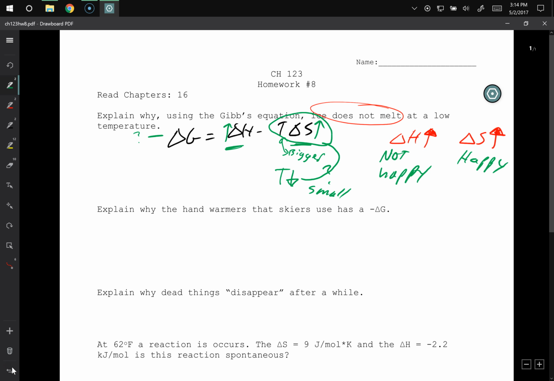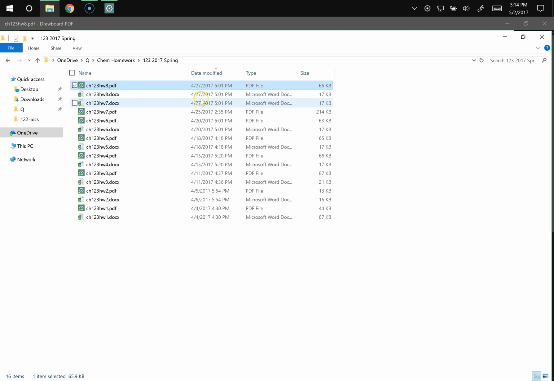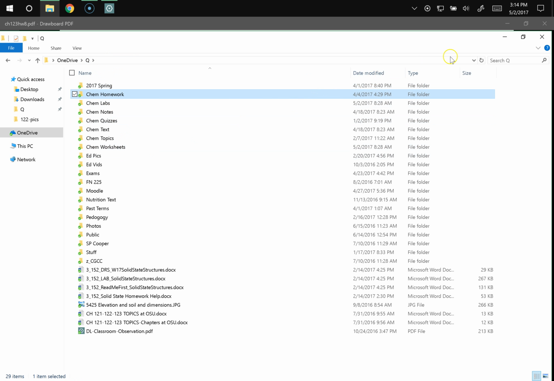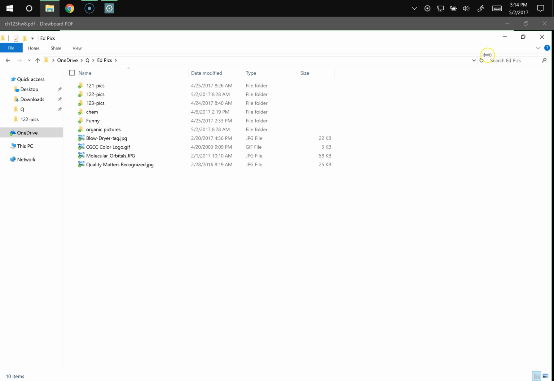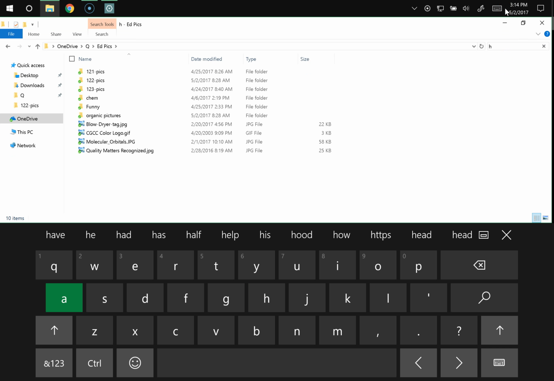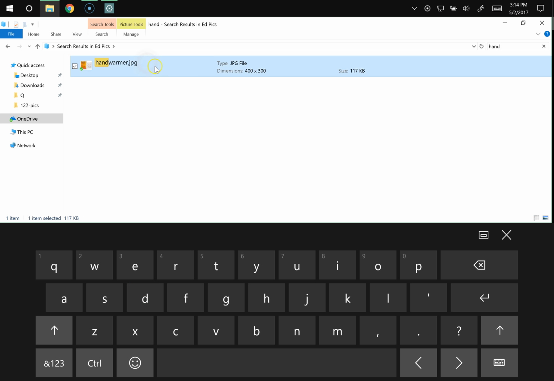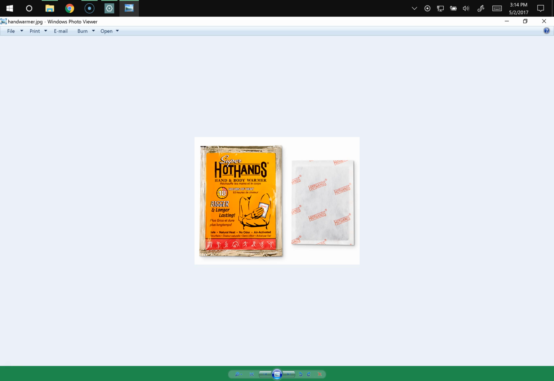Okay, so we know what these hand warmers we're talking about here. Standard hand warmers? Probably. I just assumed everybody knew what I was talking about or looked it up. Oh, these guys? All right, so let's go back over here.